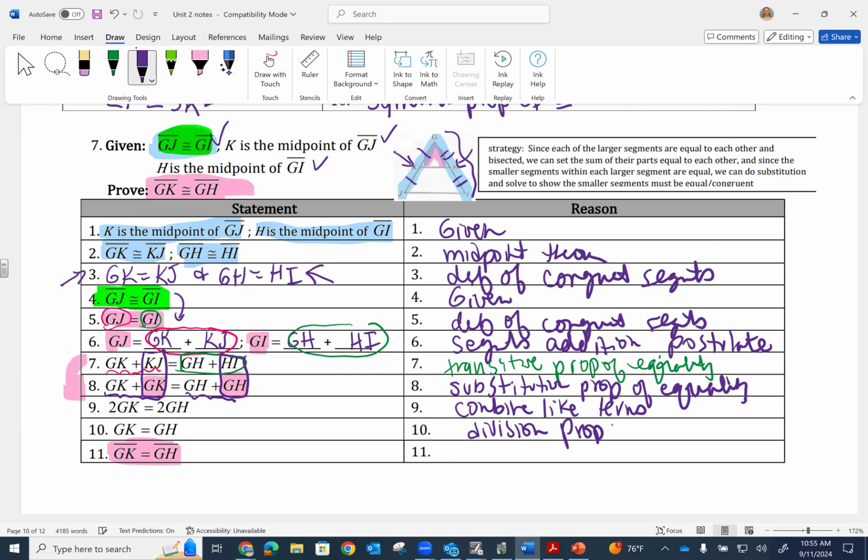And then the last one, how do you get from here to here? If 2 lengths are equal, what do we know? The segments will be congruent. This should have a congruency sign over it, just like it does up here. And so this is definition of congruent segments.